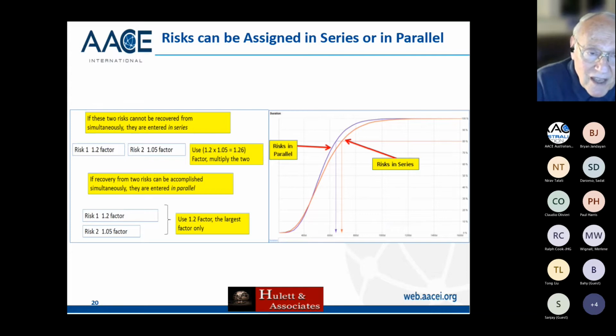And that's because you were saying that you've got to mitigate risk 1 before you can get to risk 2. So look at the next part, which is risks in parallel. I've got risk 1 as a 1.2 factor and risk 2 as a 1.05 factor. In parallel, the software will pick the largest, which is 1.2. And you can have 5 of them that are 1.2, 1.3, 1.1, 1.0, 0.95, 1.1, etc. It'll take the largest one if they're in parallel. It'll multiply them if they're in series. And so you have to wonder, can I mitigate these 2 things simultaneously? And that allows you to put them in parallel.